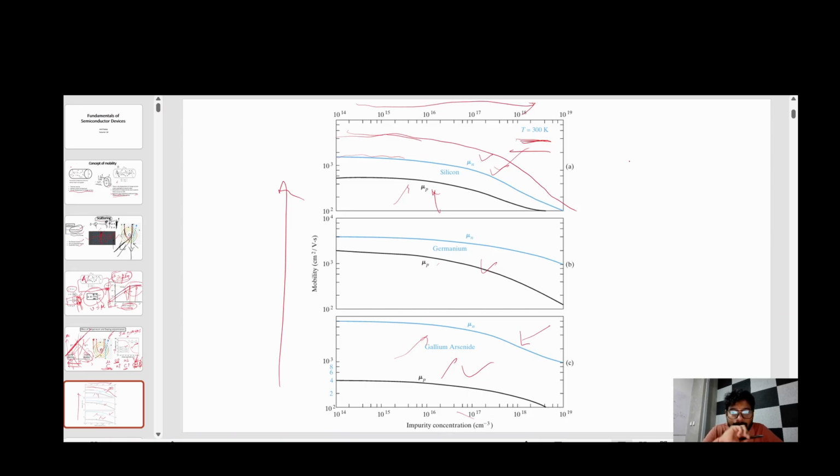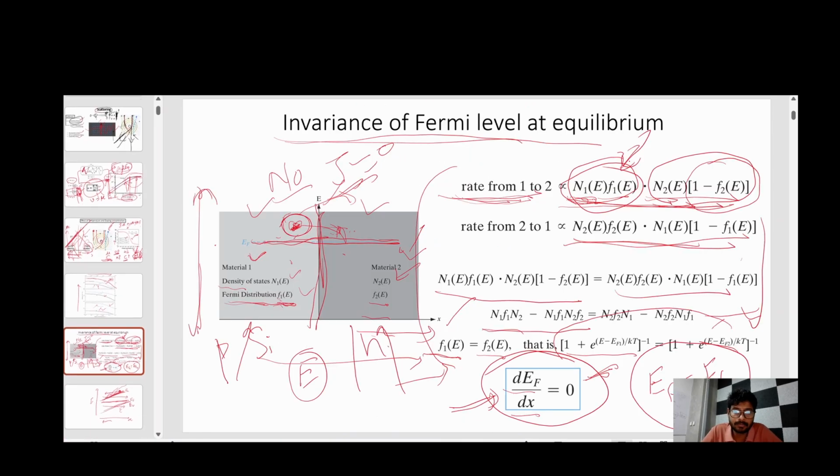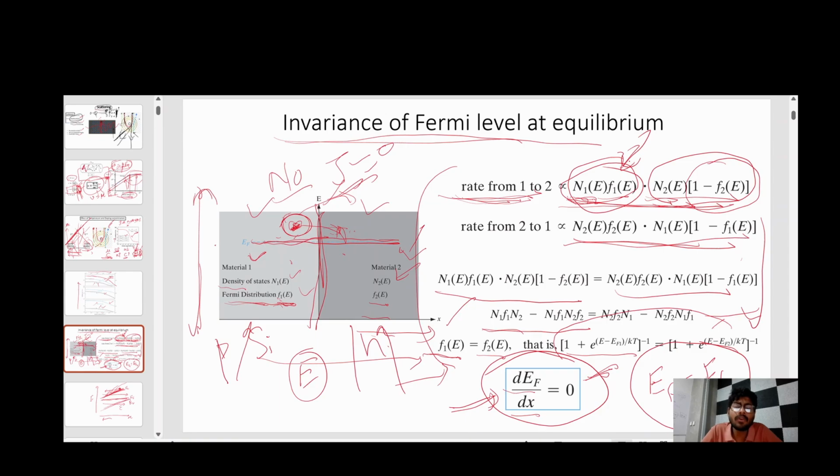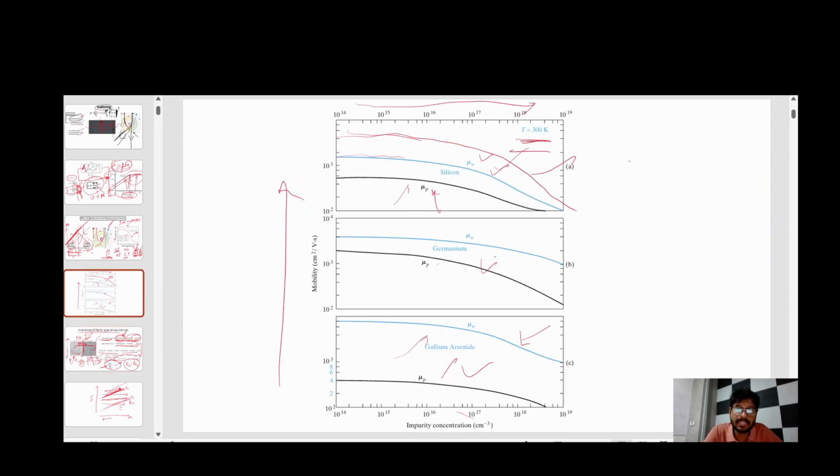So why three graphs, sir? For different materials. This is silicon, this is germanium, this is gallium arsenide. So sir, it is better to use direct band gap gallium arsenide because it will increase the mobility, because gallium arsenide has a high value of mobility. I don't think that depends on your band gap, whether it is direct or indirect.